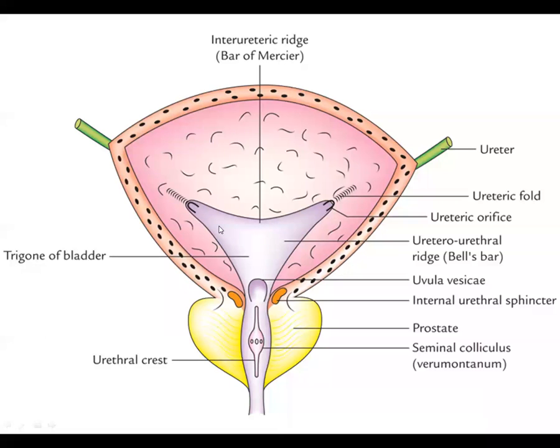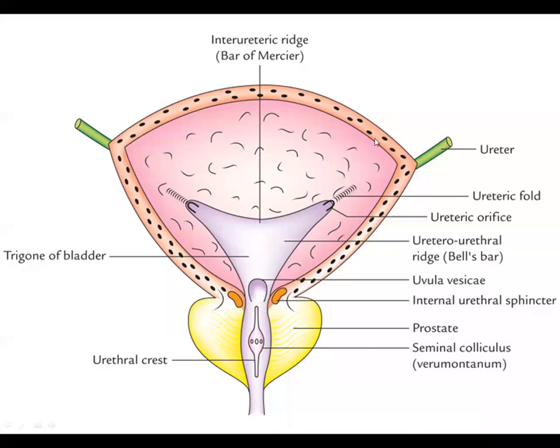So what is trigone? Trigone is nothing but a triangular smooth area inside the urinary bladder where the mucosa is firmly attached to the underlying muscular membrane. That's why we cannot see the mucosal folds there. Now what are the 3 points of this triangle? So these 2 points are formed by the openings of the ureter.